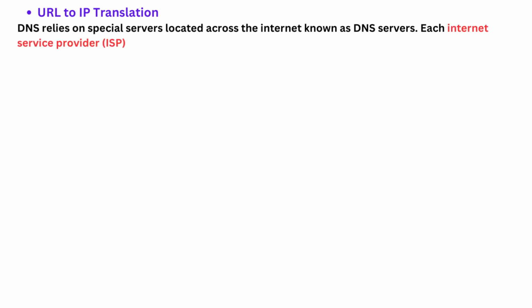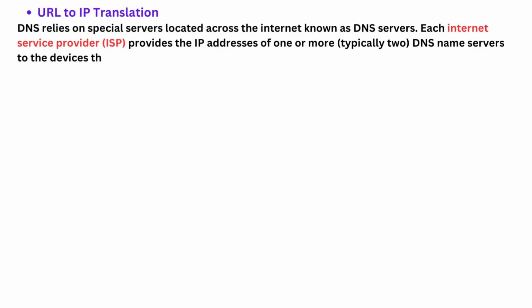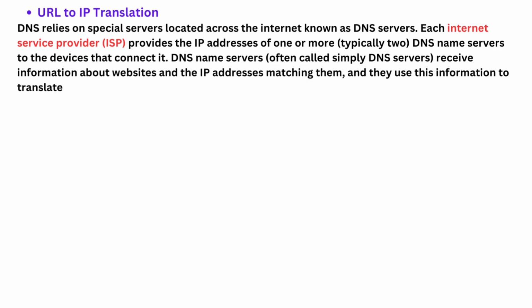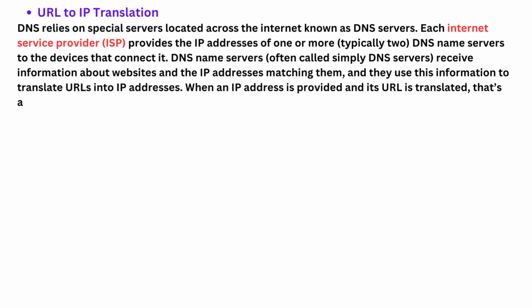Each Internet Service Provider, ISP, provides the IP addresses of one or more, typically two, DNS name servers to the devices that connect to it. DNS name servers, often called simply DNS servers, receive information about websites and the IP addresses matching them, and they use this information to translate URLs into IP addresses. When an IP address is provided and its URL is translated, that's an example of a reverse DNS lookup.